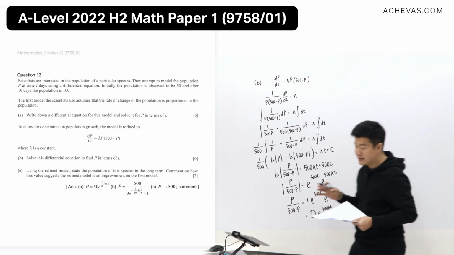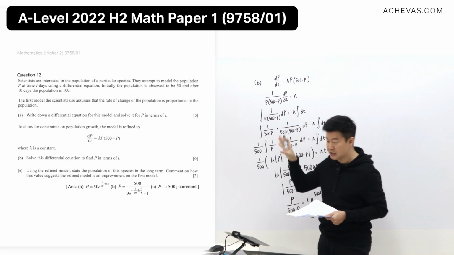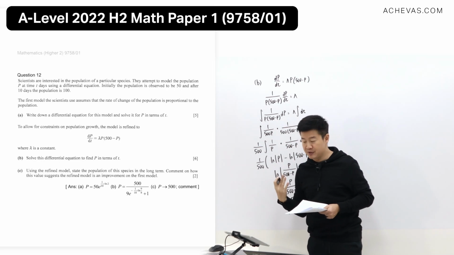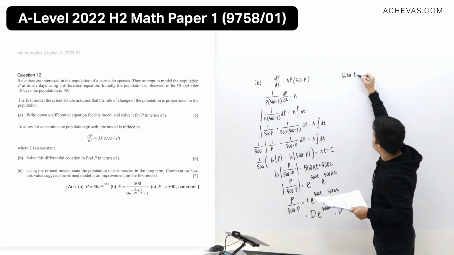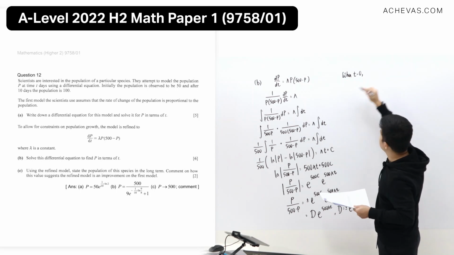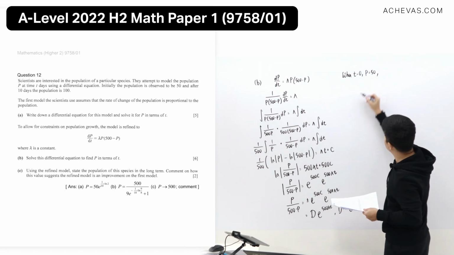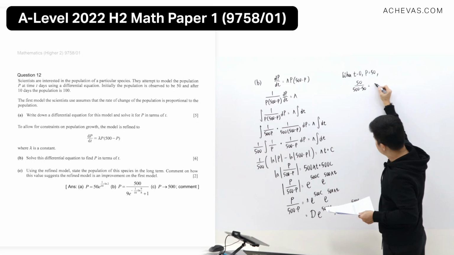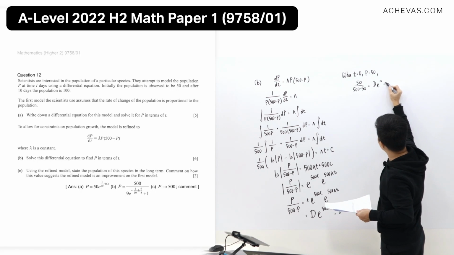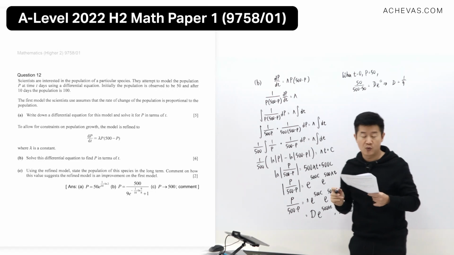To solve this, once again, we're going to make use of the two pieces of information given in the first paragraph of the question. Initially, the population is observed to be equal to 50. So when t is equal to 0, we know that p is equal to 50. Substituting it in, we have 50 over (500 minus 50) equal to d e to the power of 0. This gives us the value of d to be 1 over 9.